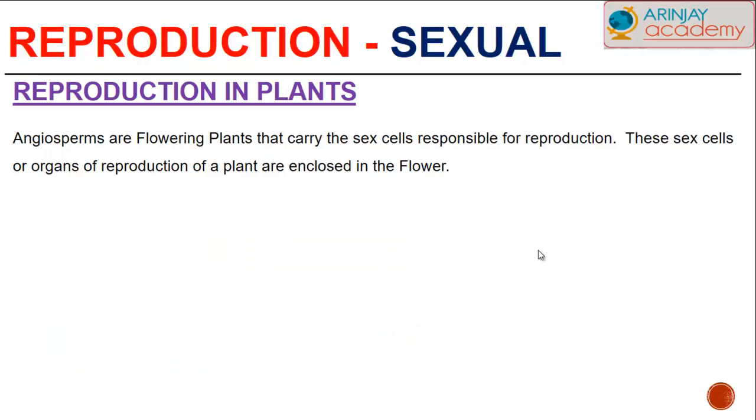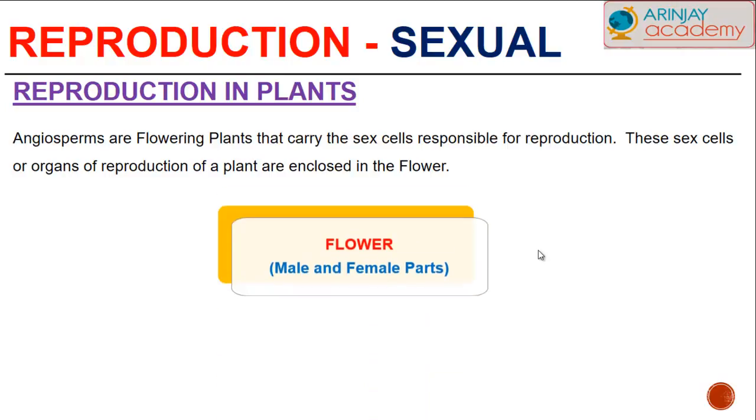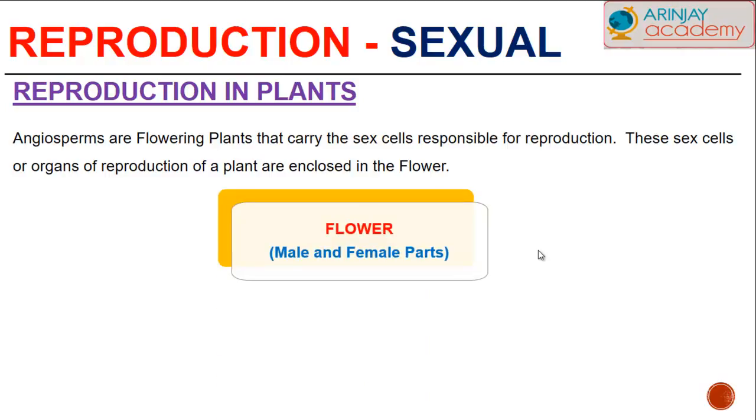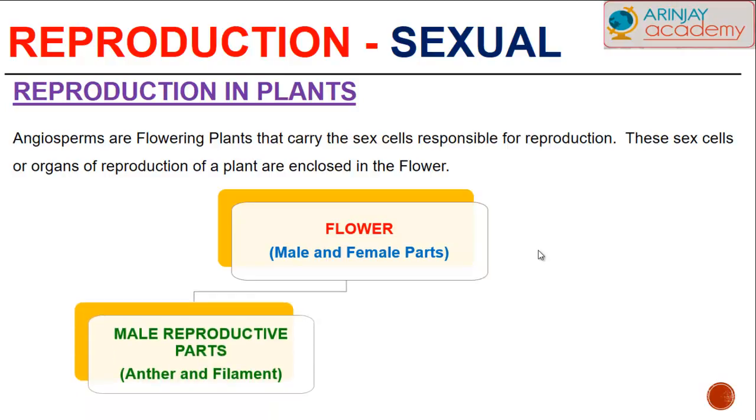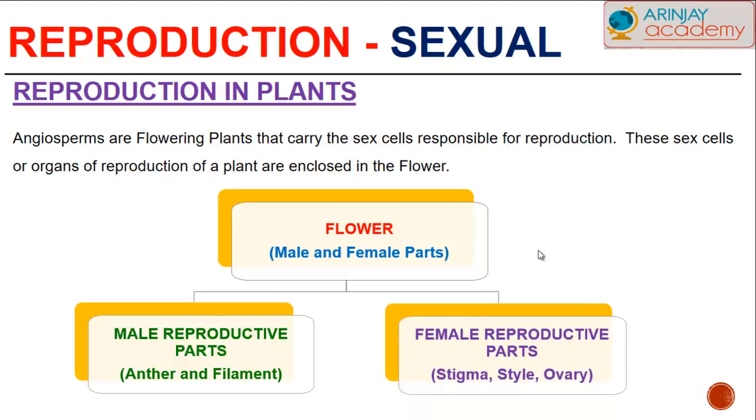Reproduction in plants. Flowering plants are referred to as angiosperms, and they carry the sex cells responsible for reproduction. These sex cells or organs of reproduction of a plant are enclosed in the flower. Let's take a look. The male and the female parts are within the flower. The male reproductive part comprises the anther and the filament that form the stamen. The female reproductive part comprises the stigma, style and ovary, and is referred to as the carpel.